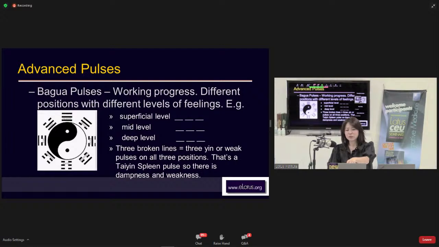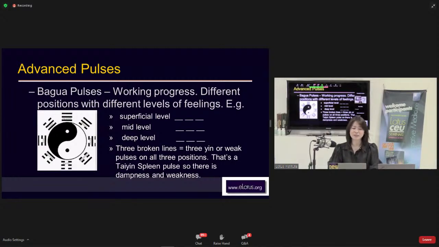he would feel the gua of each position. So in this case that I put down here, if it feels like this gua here, it's all empty, empty, empty in all 3 positions, superficial, mid, and deep position, all feels empty, that is a 'tie-in' pulse. If you feel that in whatever position, that just means that that organ has dampness. But I don't see him do this very often, and I don't see him doing this on all the pulses. So my conclusion is that he's still working it out and trying to figure it out.